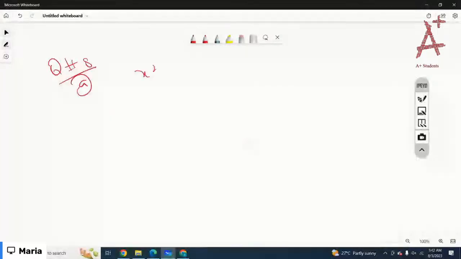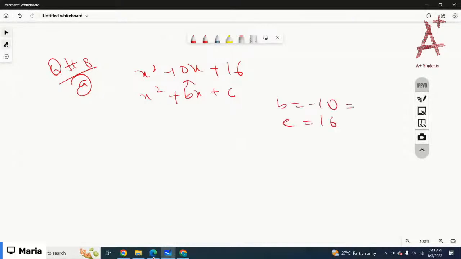x squared minus 10x plus 16. Okay, x squared plus bx plus c. b is negative 10 and c is 16. You have to find two numbers that, when added, make negative 10 and, when multiplied, make 16, right? So what are the two numbers that when multiplied make 16?